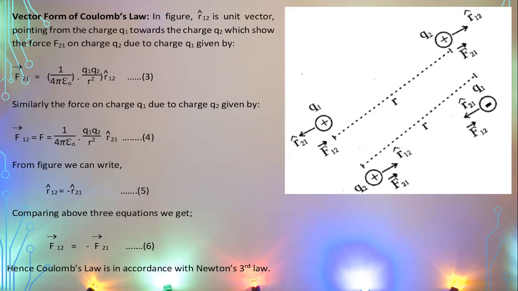So after comparing these equations, we get F12 is equal to minus F21, and this is the final equation. It is in accordance with Newton's third law of motion.